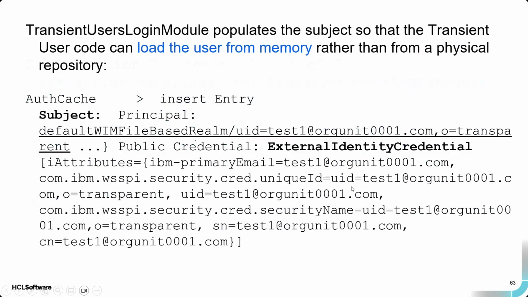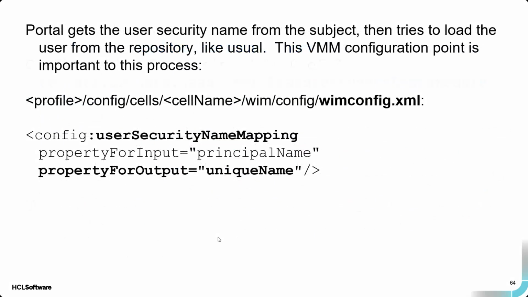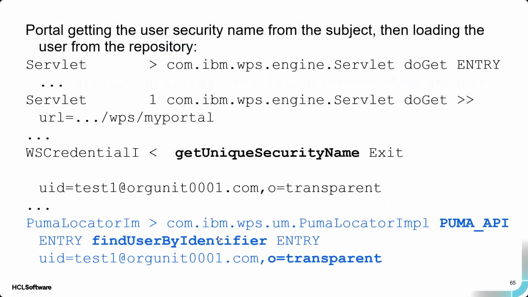We didn't do a lot of work to flesh this out, but we're simply setting that to the user ID that they logged in with here. You can get as fancy as you want to, though. All right, this is just a bit of VMM configuration relative to that transient user. So now we are at the point we have gotten through the trust association interceptor. We have run the Jazz login module. The information about the user is stored in memory.